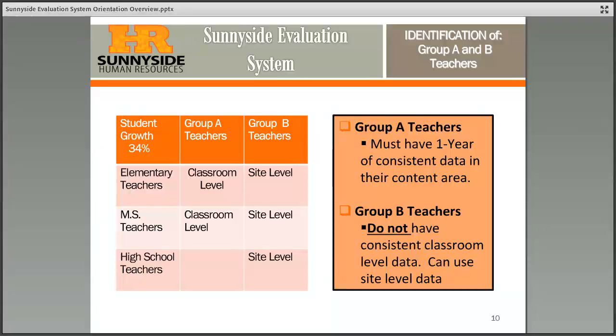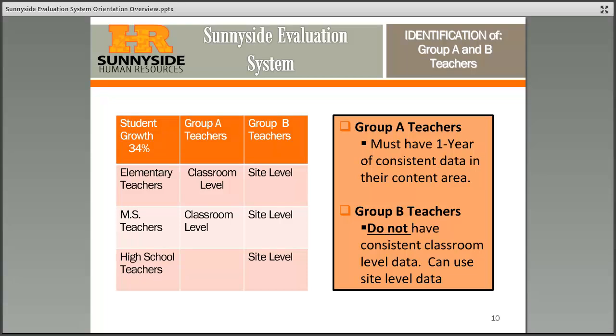Identification of Group A and B teachers will remain the same for this school year. To be identified as a Group A teacher, you must have 1 year of consistent data to qualify. There are 2 levels that qualify elementary and middle school teachers in Group A. Elementary level are the 4th, 5th, and 6th grade teachers whose students take the AZ Merit State Test. Kinder, 1st, 2nd, and 3rd grade teachers do not qualify and are Group B teachers.